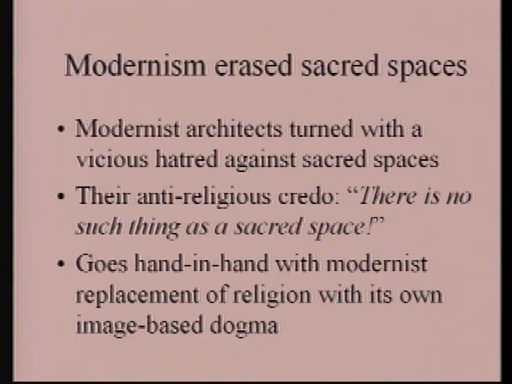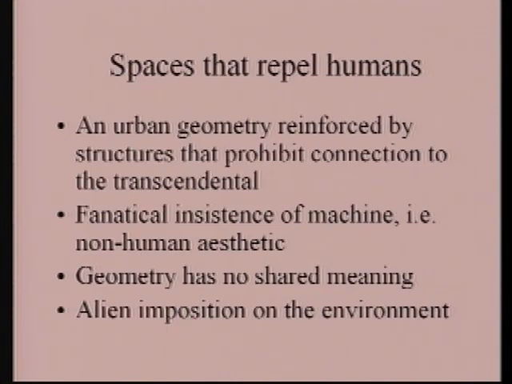What happened is that modernism erased sacred spaces. Modernist architects turned with a vicious hatred against sacred spaces. Their anti-religious credo was, there is no such thing as a sacred space. It goes hand in hand with the modernist replacement of religion with its own image-based dogma. We can discuss it at great length, but I'm concerned with how to fix the urban fabric today. The modernists insisted with a fanaticism on the machine aesthetic, and the machine aesthetic is non-human.